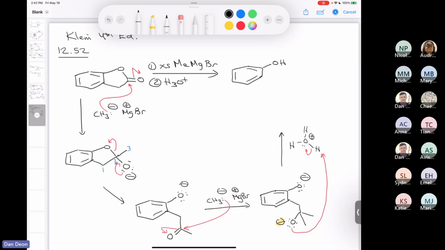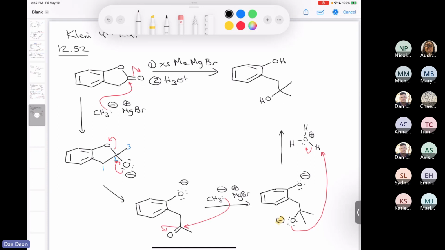So here's our phenol. Then we count 1, 2, 3. And there's our extra methyl group. It's going to look like that. So also another very, very important mechanism: the addition of excess Grignard reagent to an ester. So now we've drawn all the mechanisms of all the Grignards and reduction, and we've seen everything in here.